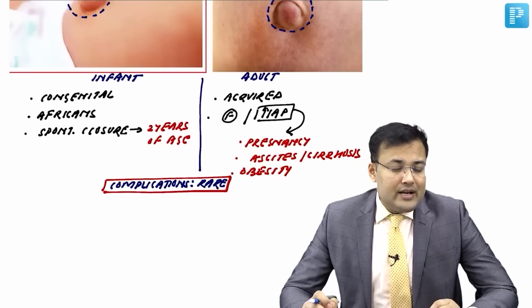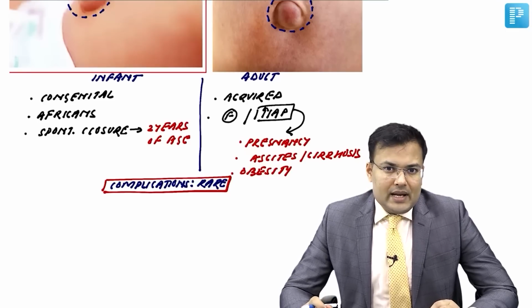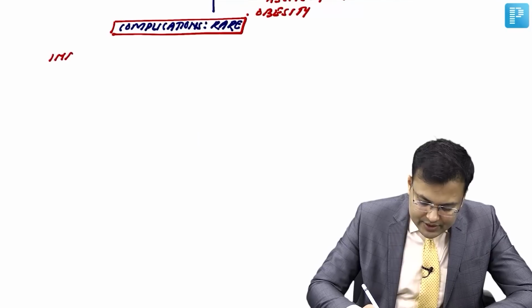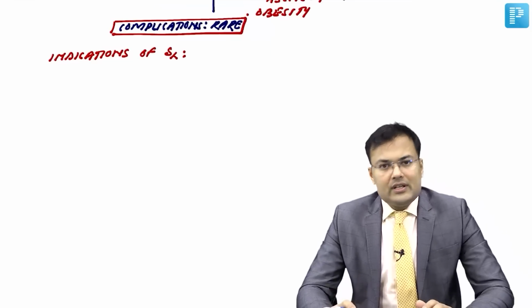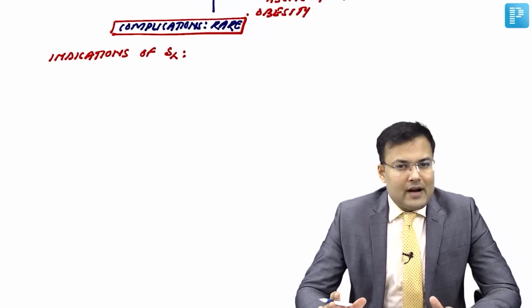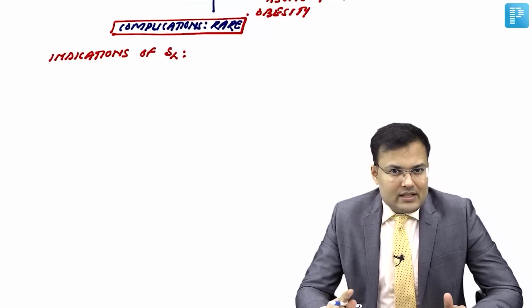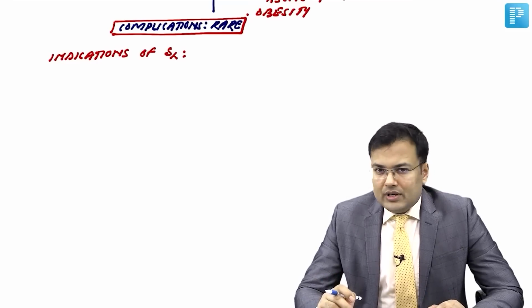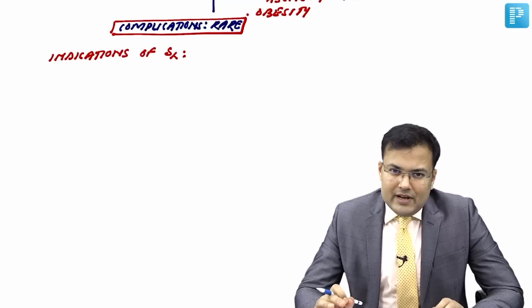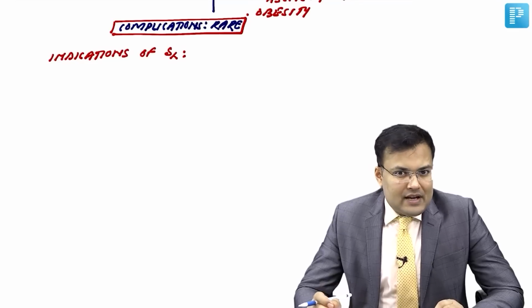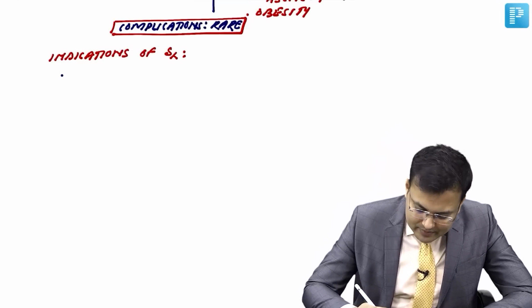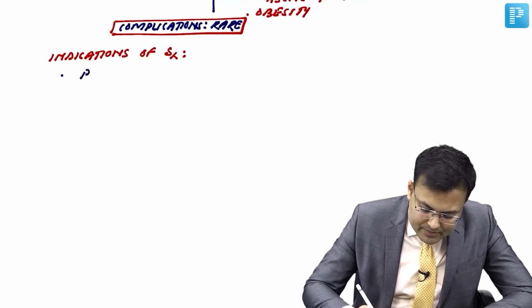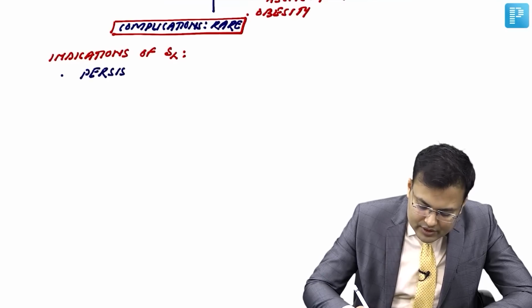So what are the indications of surgery in patients of umbilical hernia? Generally we are supposed to wait for 5 years, maximum 5 years. We discussed that by 2 years usually spontaneous closure occurs. So maximum we are going to wait for 5 years. Even after 5 years, if there is no closure, we have to go for the repair. So if the hernia persists beyond 5 years.